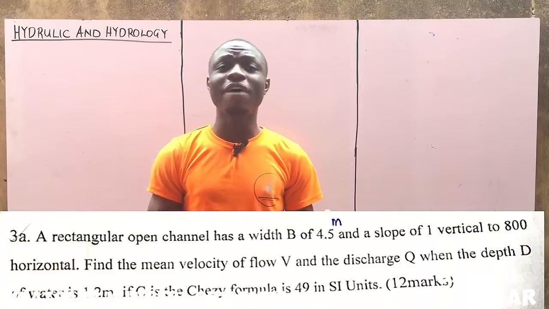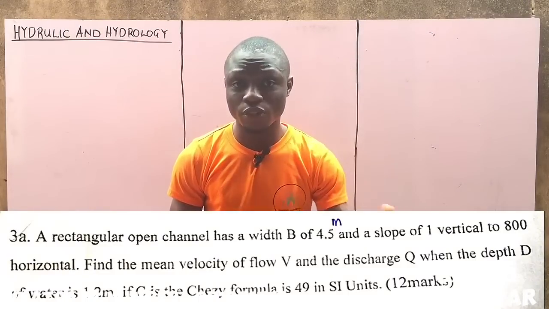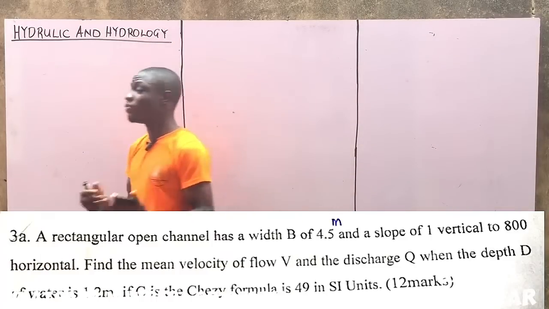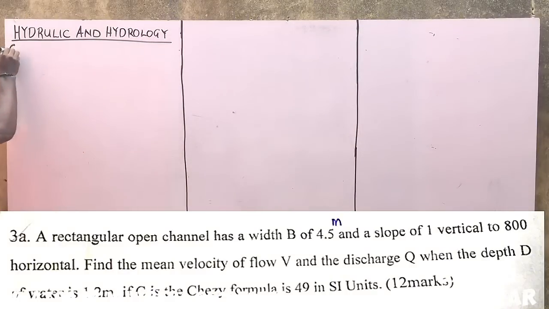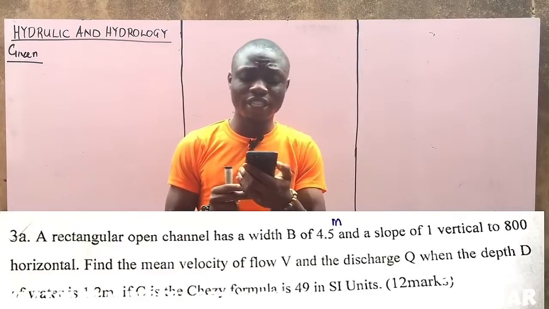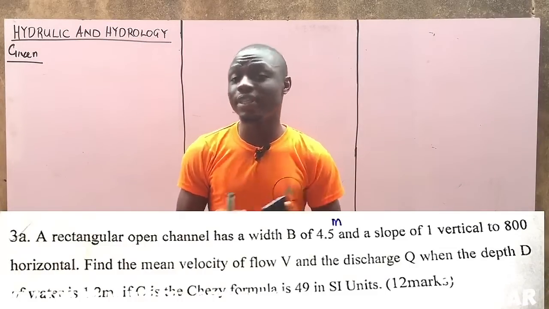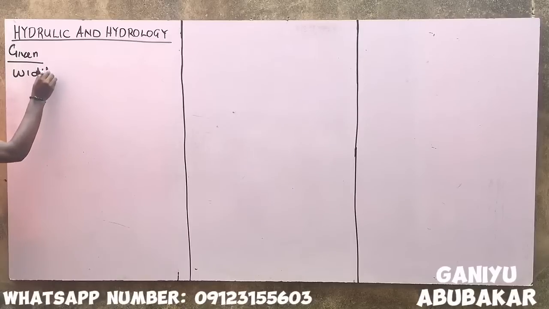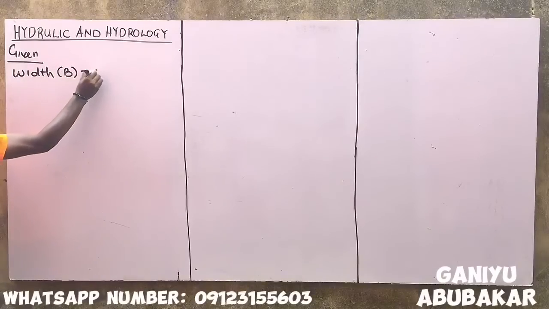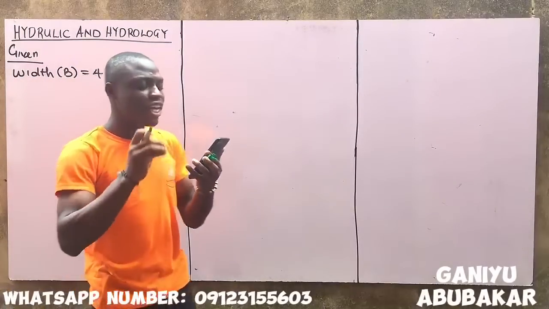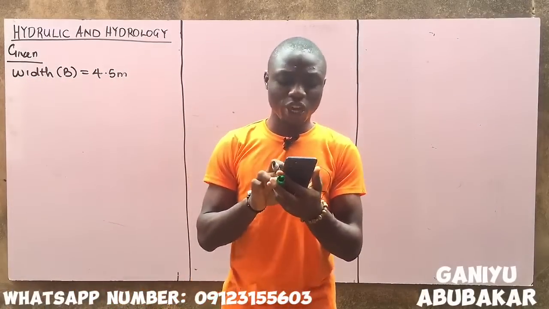After reading out the question, your first task in science is to write out what you are given. So first task, write out the given. From the question, I am told that a rectangular open channel has a width, which is my breadth. So I'm given the width, B, as 4.5 meter.